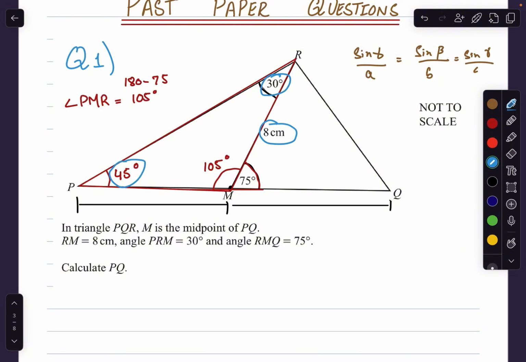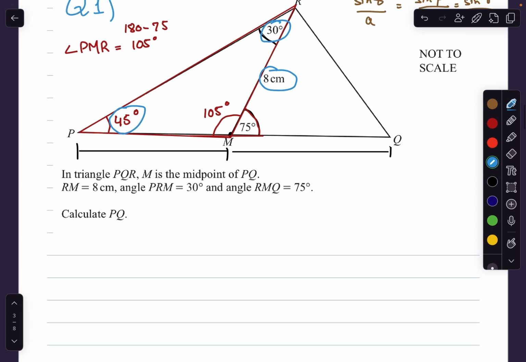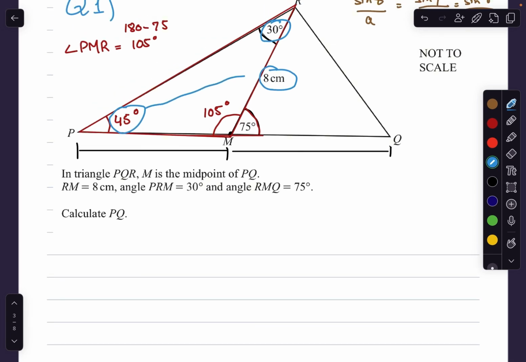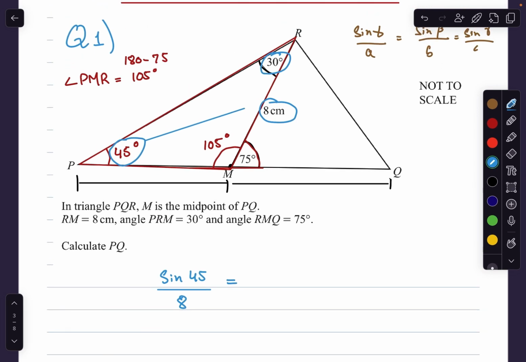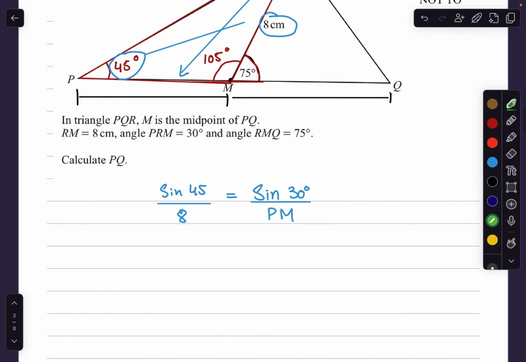According to the formula, taking the angle of 45 degrees, we divide sine of 45 degrees by the side opposite to it, which is 8 centimeters. That equals, taking another angle, because we are finding the side PM, the angle opposite to it: sine of 30 degrees divided by the side PM, because it's opposite to 30 degrees.